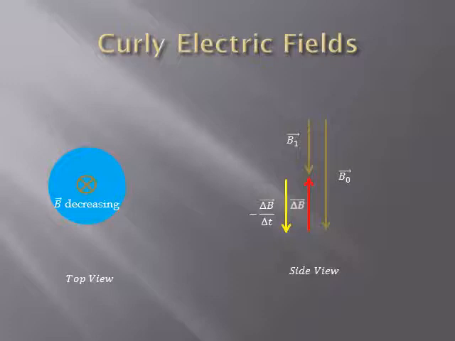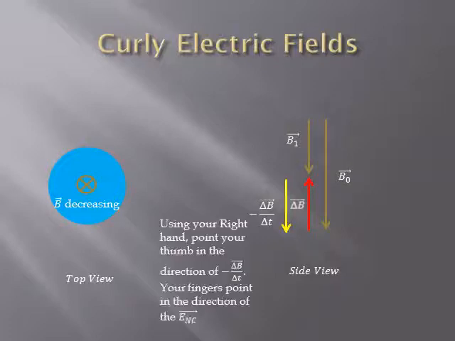And so my negative rate of change of B field has to point in the same direction as my original B field. Which way should my thumb point? Into the page or out of the page? It has to point into the page. So, which way does the curly electric field go around? Clockwise or counterclockwise?